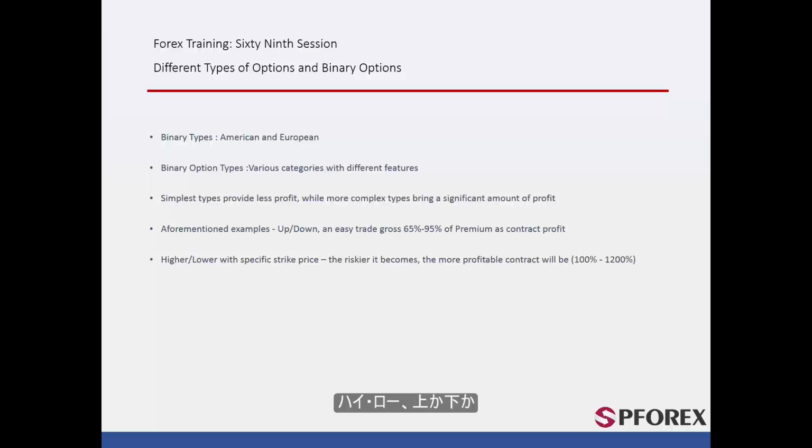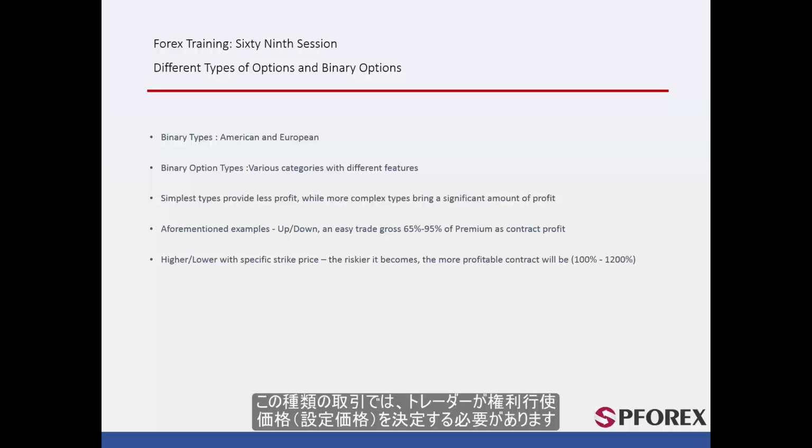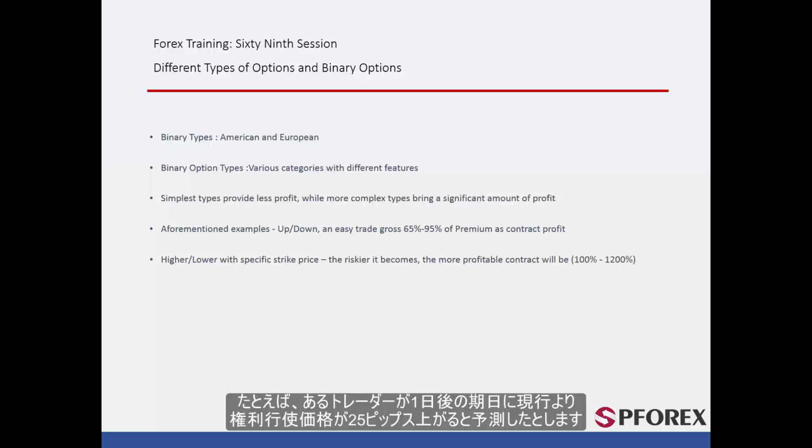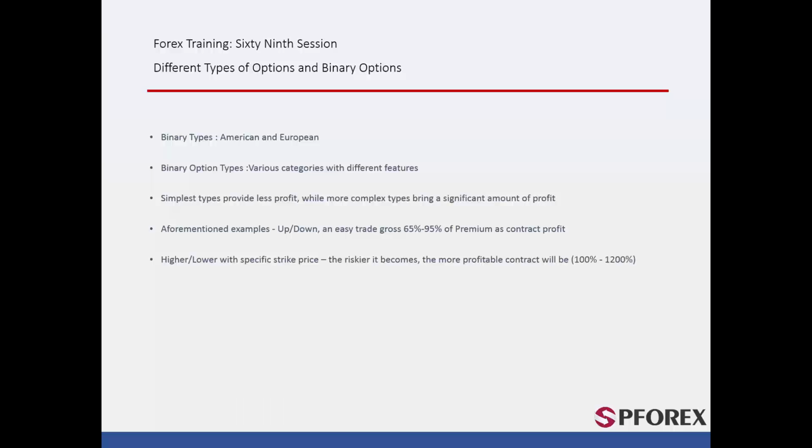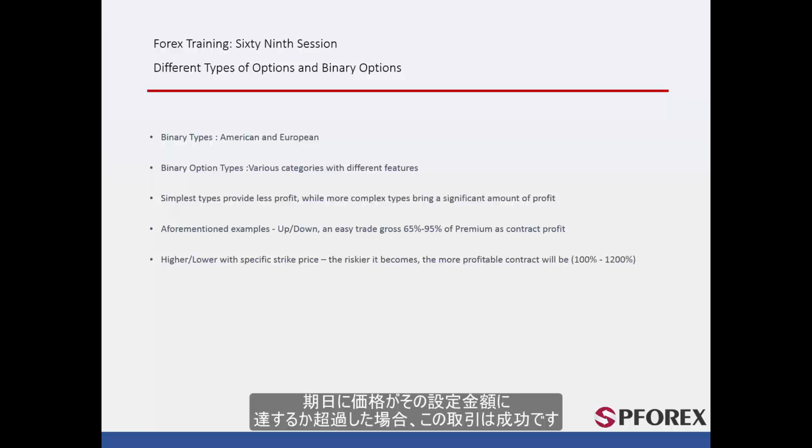Higher or lower, above and below. Due to its intricate case rather than call or put, the payout on this type of trading is more than 100% of the premium. That even rises to 1,200%. In this kind, a trader must determine the strike price or target price. If the price stands on or crosses the strike price at the end of expiration time, the profit is derived. For instance, a trader anticipates that the strike price is 25 pips higher than the current price with a 1-day expiration time. If on the expiration time, price stands on or crosses the target price, then a trader succeeded in their contract.